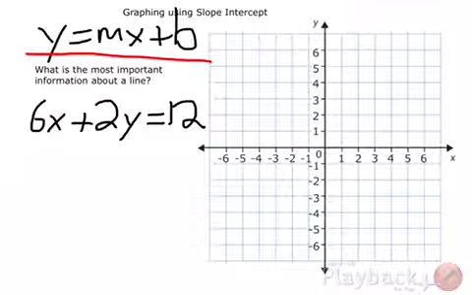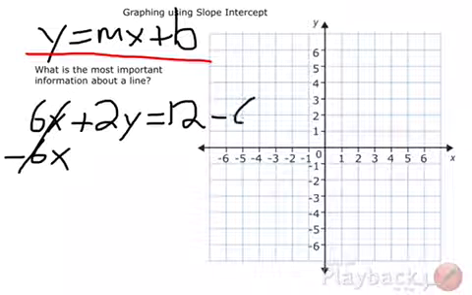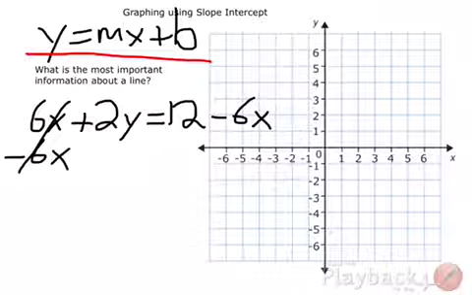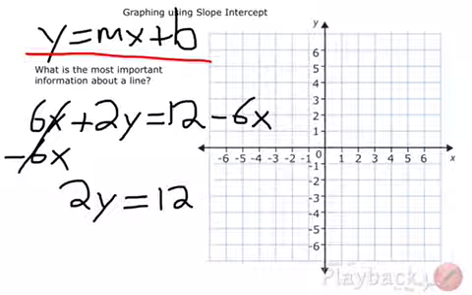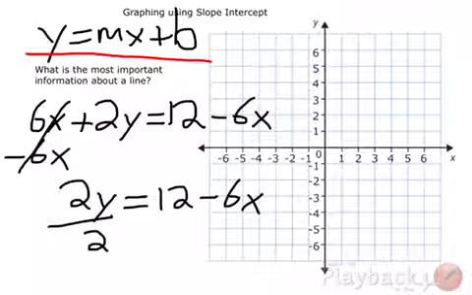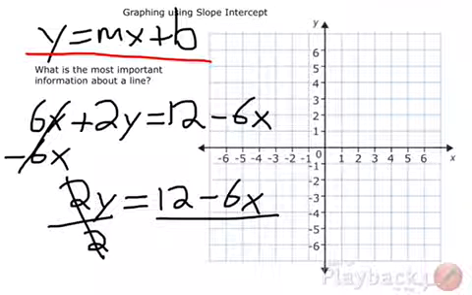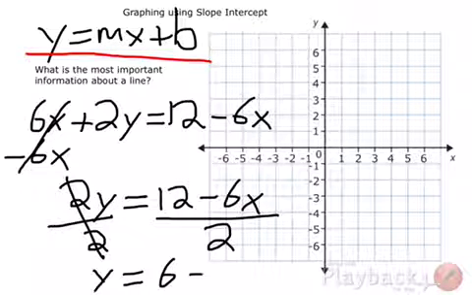So to do that, we're going to subtract 6x from both sides. My new equation will be 2y equals 12 minus 6x. Now we divide by 2. When I divide one side by 2, the entire other side needs to get divided by 2. So we have y equals 6 minus 3x.